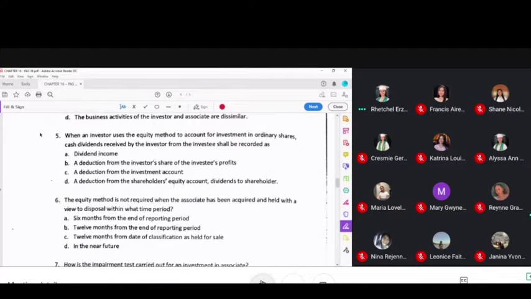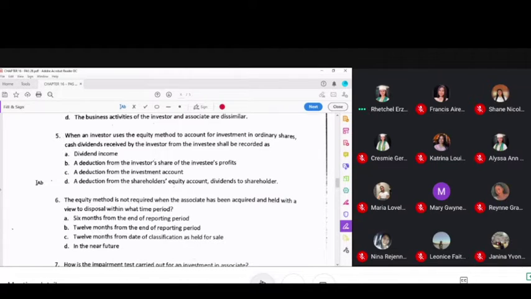When an investor uses the equity method to account for investments in ordinary shares, cash dividends received by the investor from the investee shall be recorded as... Our answer is letter C, a deduction from the investment account, because distributions received from an investee reduce the carrying amount of the investment.